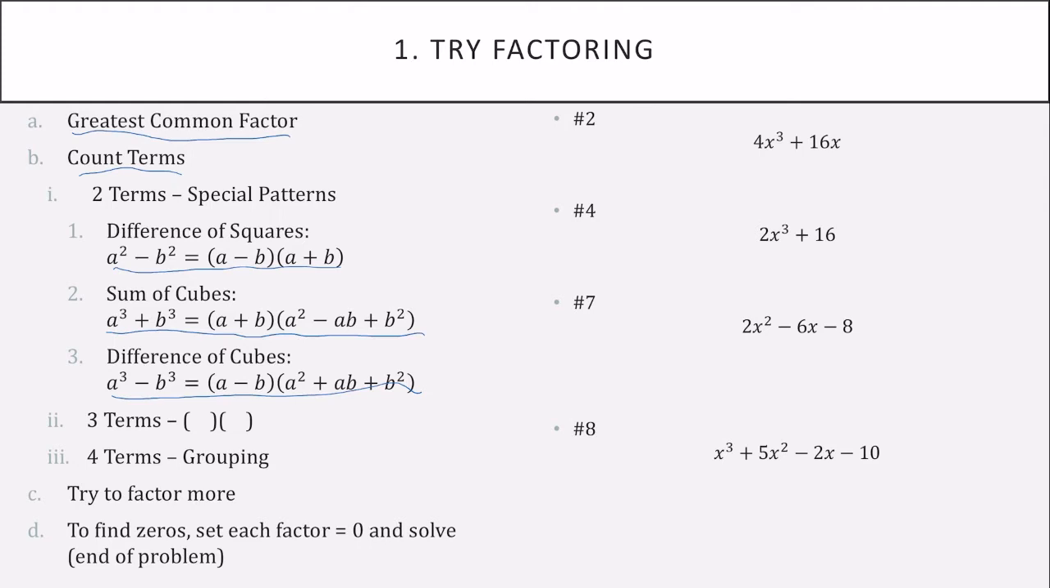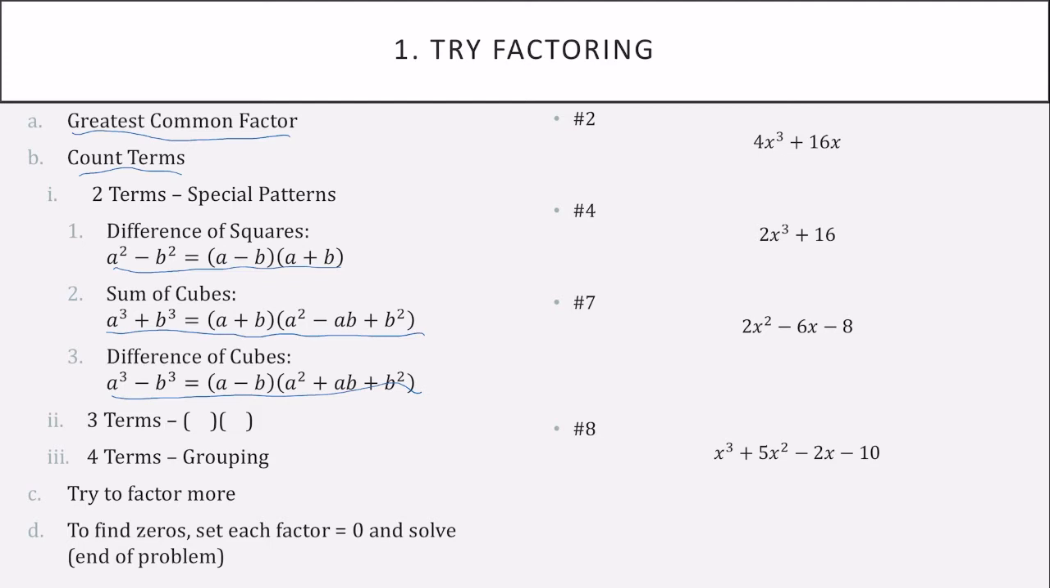you can't do any more. For three terms, it's your basic trinomial. You put two sets of parentheses, and say what times what makes the first thing, what times what makes the last thing. That's kind of a guess and check. And then four terms is grouping. After you do that, you look at what's left and see if you can factor any more. After you factor, to find the zeros, or if you're solving an equation, make each factor equal to 0 and solve for x. So you can see I have four examples here from your worksheet.